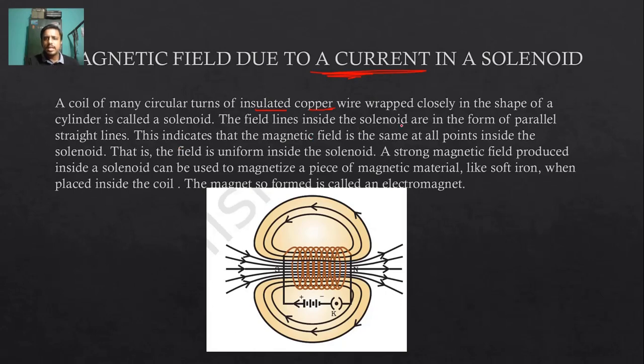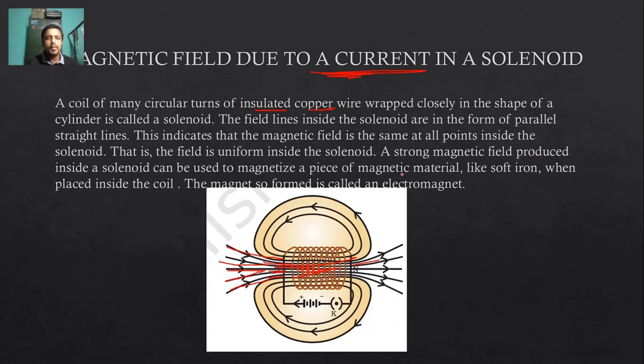The field lines inside the solenoid are in the form of parallel straight lines. This indicates that the magnetic field is the same at all points inside the solenoid. You can see the magnetic field lines. They are not exactly parallel outside, but inside they would be parallel. This indicates the magnetic field is the same at all points inside the solenoid. That is, the field is uniform inside the solenoid.